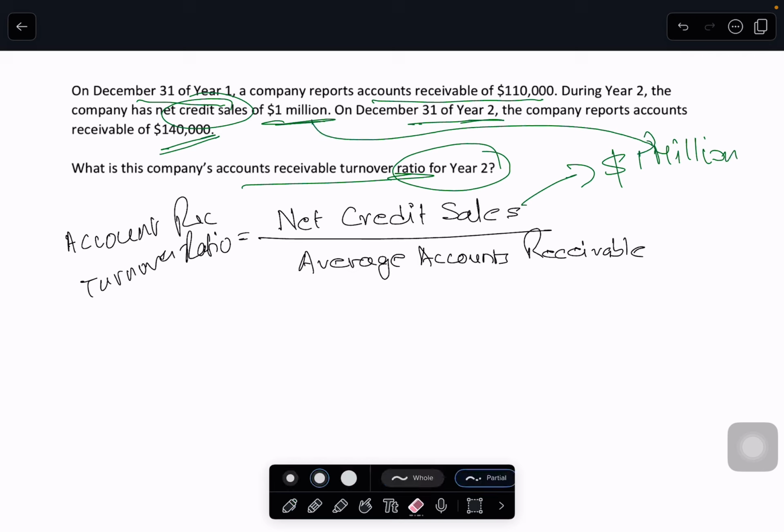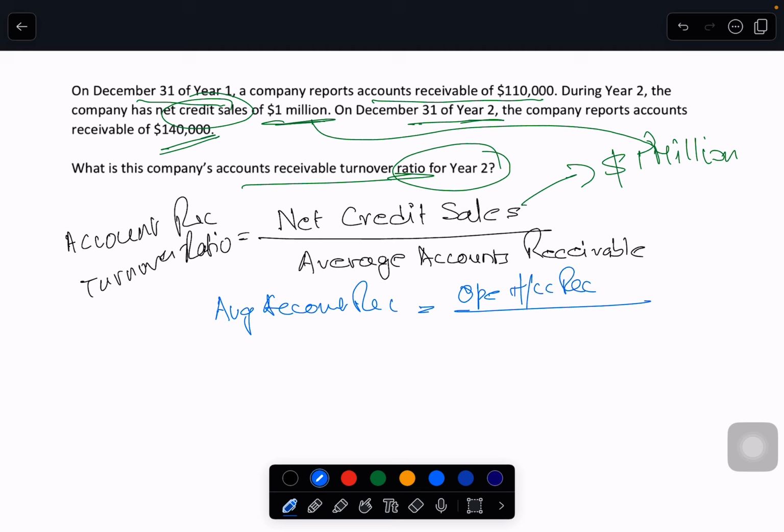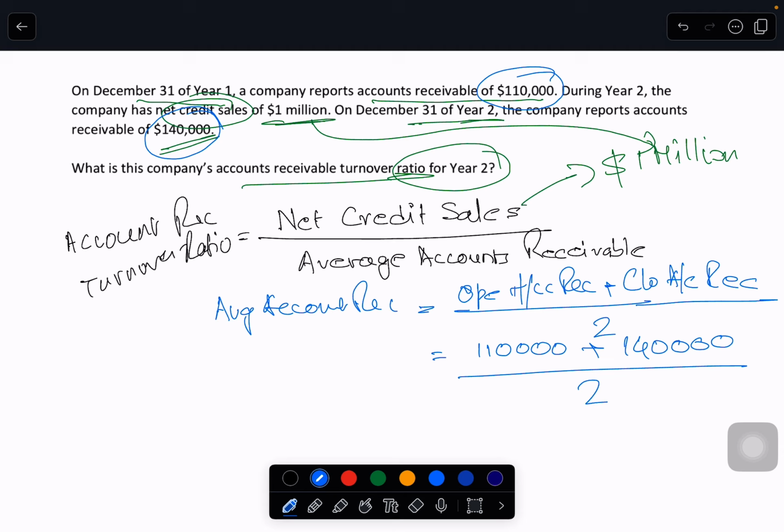and the formula for the average accounts receivable is equal to opening accounts receivable plus closing accounts receivable divided by 2. So in this case, the opening accounts receivable is 110. So that's 110 plus the closing accounts receivable, that's 140 here because that's at year 2, divided by 2.